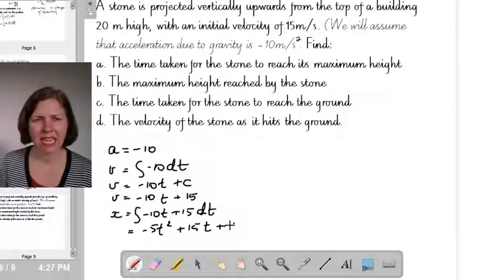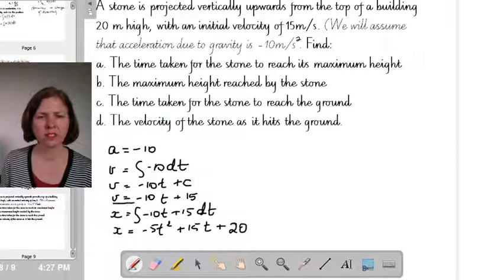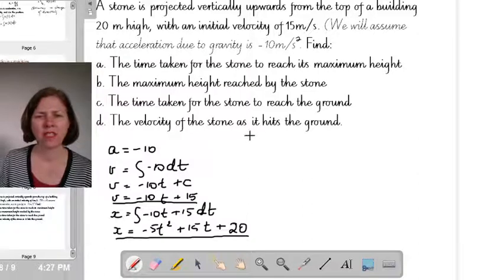So if I'm taking 0 as being ground level, then my initial location, that is when t equals 0, is 20. So instead of writing c here, I'm just going to go ahead and put 20 straight in there. Okay, so now I've got these equations here, one here and one here that I can use. And so I'm now going to start answering the questions.